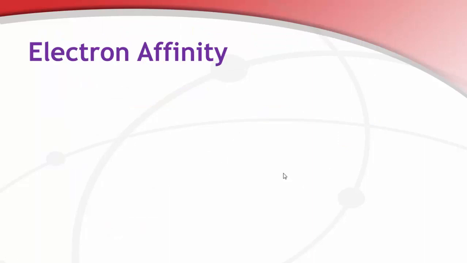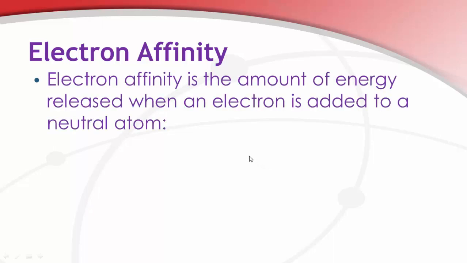So then we can go ahead and look at something slightly different, electron affinity. Electron affinity is like the mirror image of the ionization energy. It's the amount of energy that gets released when an electron is added to a neutral atom. So the neutral atom receives an electron and moves to the anion form and gives up some energy in so doing.